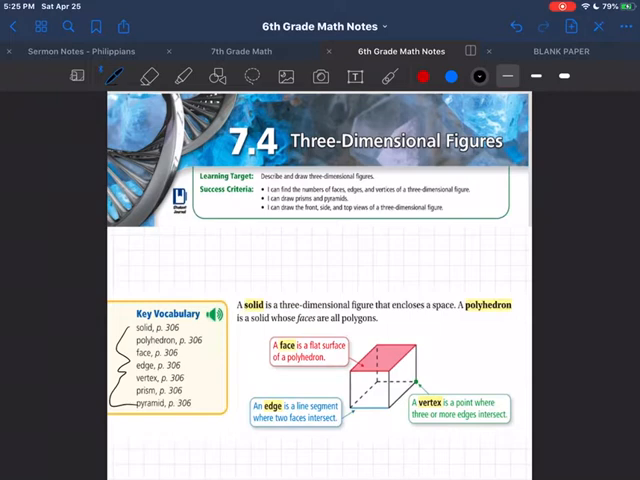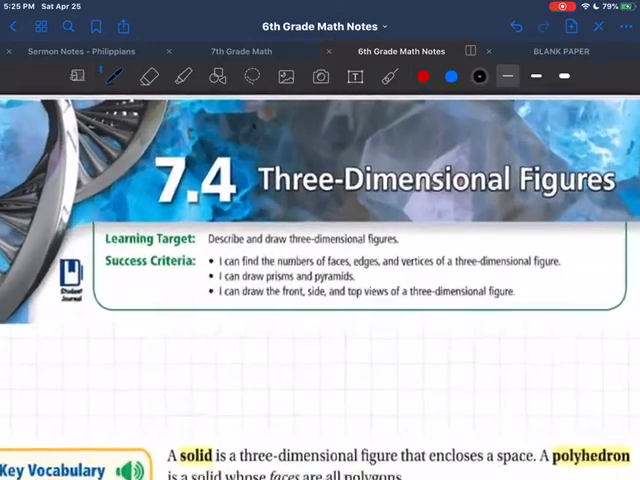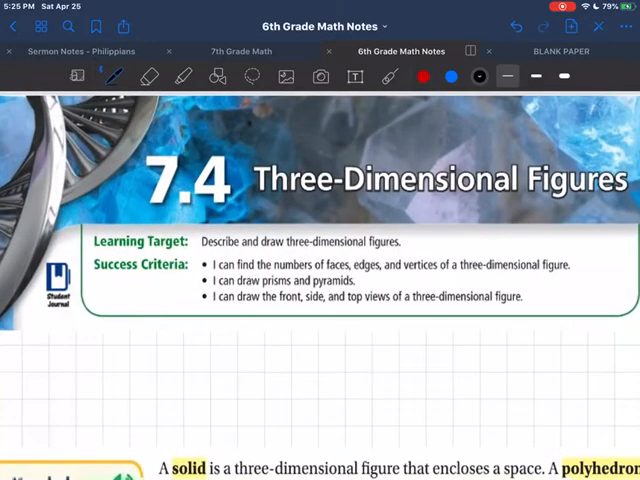There's some very cool drawing and things. This is one of the more different style chapters. I like it though. So let's talk about what you want to be able to do, the success criteria.